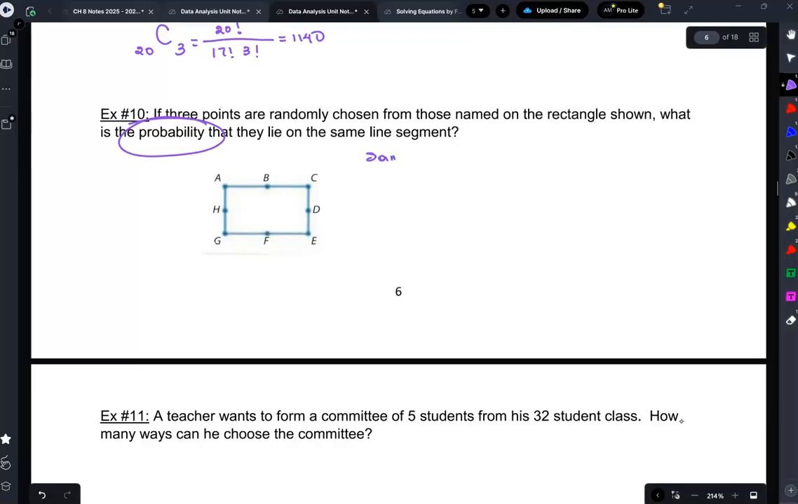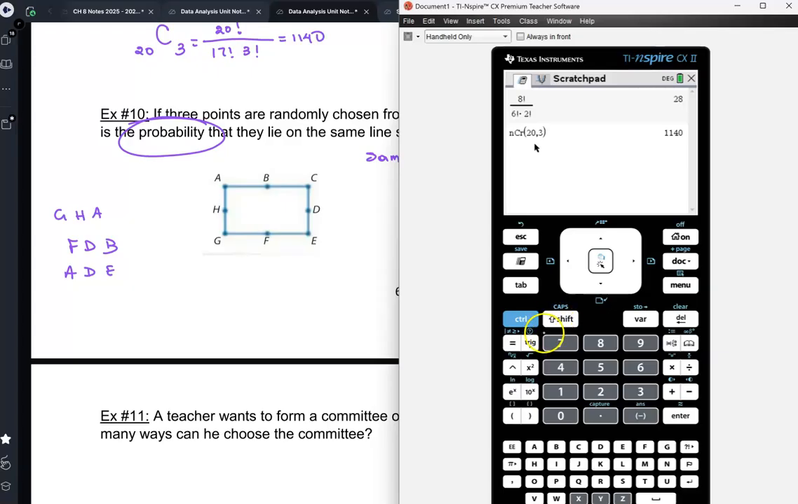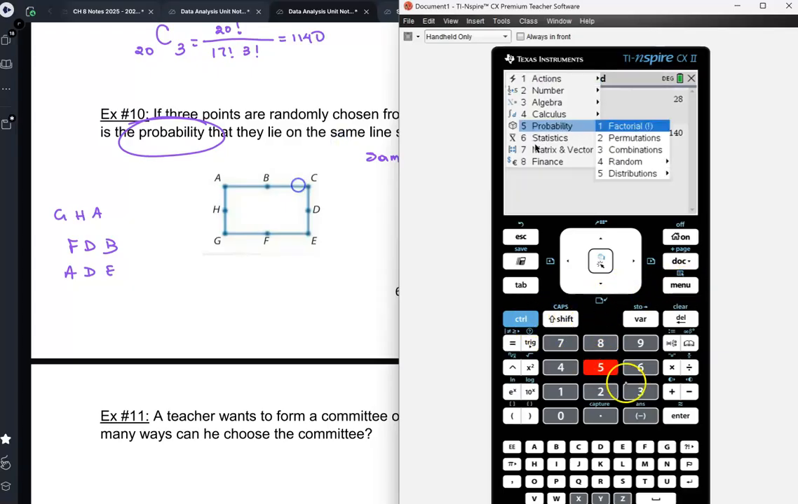So first I'm going to do the sample space. The first line of attack is 3 out of the 8. So how many different ways are there of choosing 3 out of the 8? For example, I can pick GHA, I can pick FDB, I can pick HDE, right? 3 out of the 8. So this is going to be a combination from 8. We're choosing 3. Use your calculator. Tell me what you get.